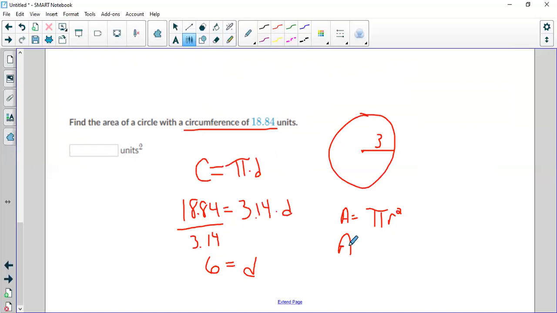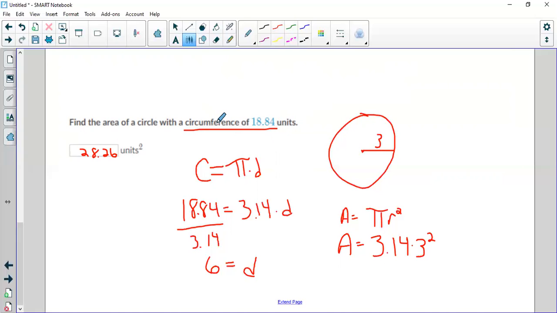Multi-step problems. Got to put all these skills together sometimes. Area is equal to 3.14 times the radius we figured out is 3 squared. Well, 3 squared is 9. And my calculator says 3.14 times 9 is a final area of 28.26 units. A little bit extra work there.